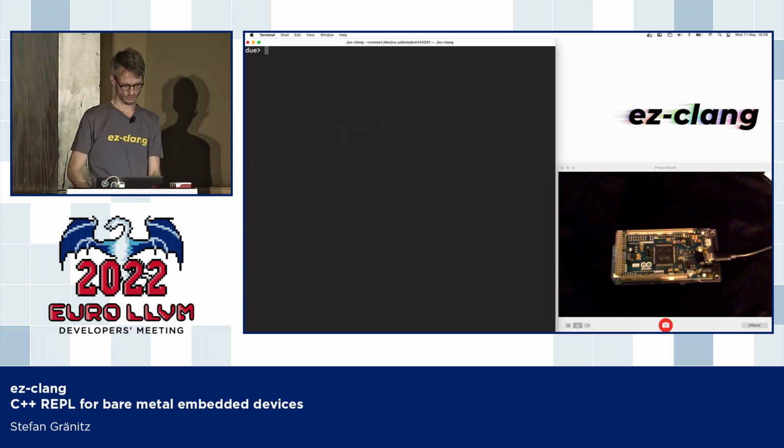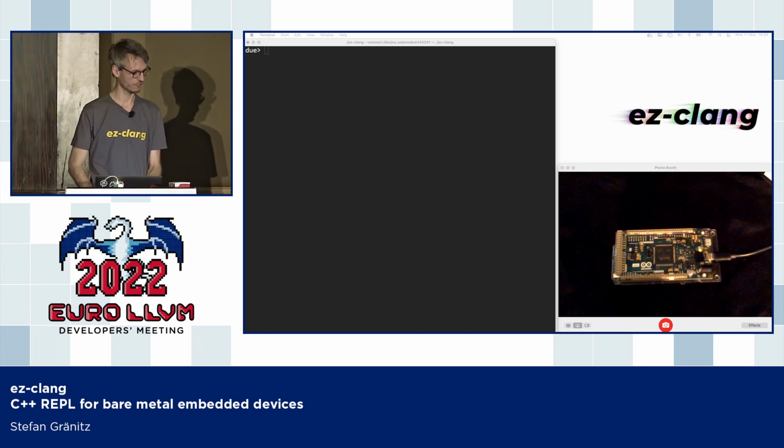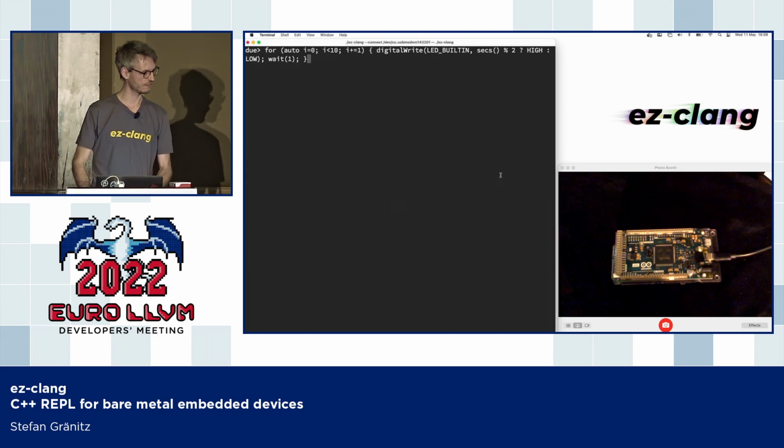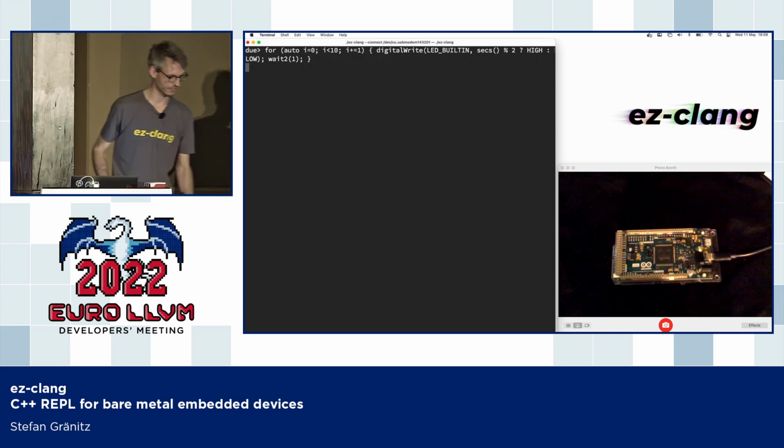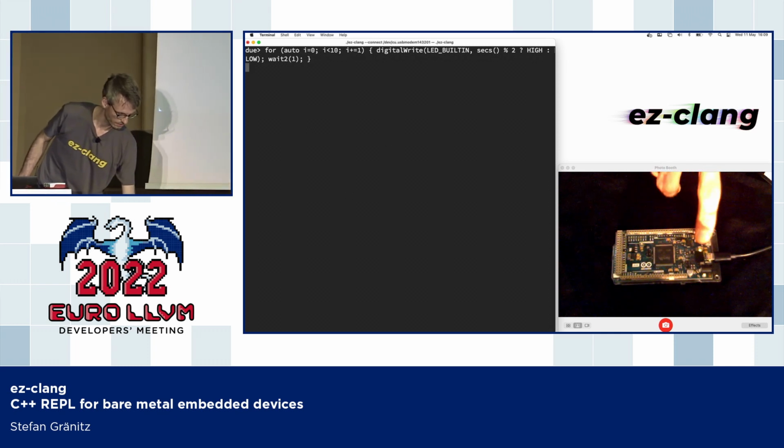Let's bring that together to do a real Blinky example. The Blinky example is the embedded world version of our Hello World that probably everybody knows. And this is a for loop that will just turn on and off the lamp for 10 times. And this should now blink over here.